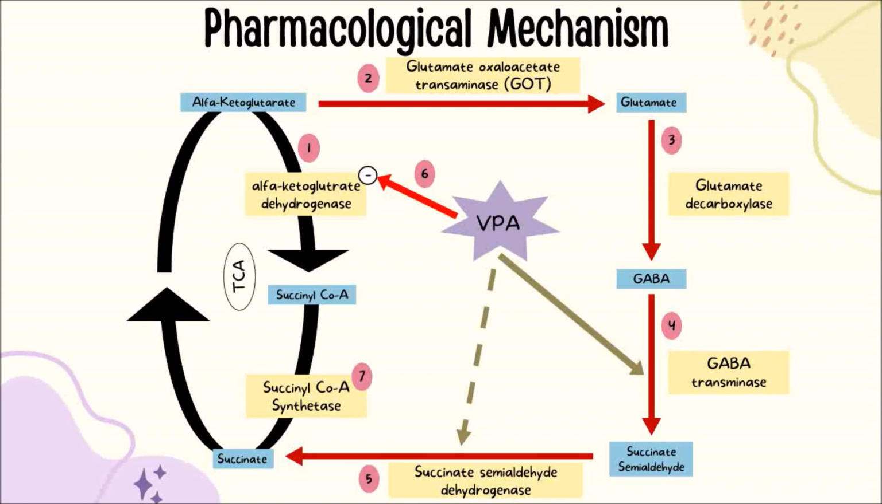and to succinate semialdehyde by the GABA transaminase action. And finally, to succinate by the action of succinate semialdehyde dehydrogenase. Here, VPA doesn't have action or effect on the alpha-ketoglutarate dehydrogenase complex.